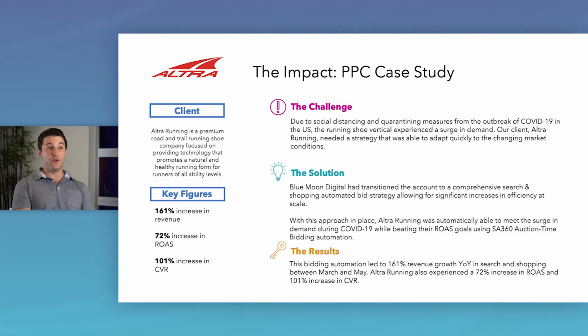This is another case study for a shoe company, Ultra. Right at the beginning of the pandemic, they saw a huge demand for running shoes and they saw business spike across the board. We were able to move to a comprehensive search and shopping automated bid strategy, which allowed for significant increase in efficiency at scale. We were able to meet the surge in demand during COVID-19 while also beating their ROAS goals using these same Search Ads 360 auction time bidding bid strategies. Due to this, we saw a 161% increase in revenue year over year, a 72% increase in return, and we doubled conversion rate, up 101% year over year.